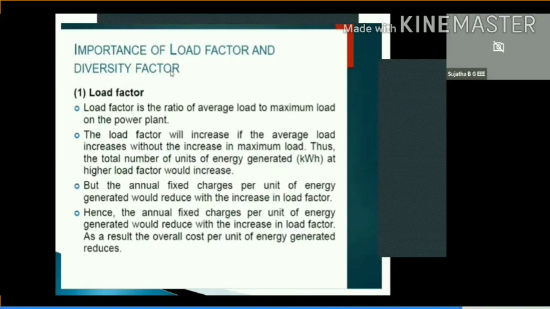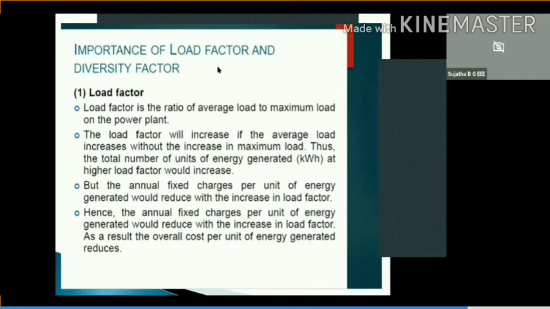So this is about the diversity factor. Now, what is the significance of load factor and diversity factor? The load factor, as you have seen, is the ratio of average load to maximum load on the power plant. The load factor will increase if the average load increases without an increase in the maximum load. Thus, the total number of units of energy generated at a higher load factor would increase. When the supply authority charges you for the electricity you have consumed, every month we get a bill, based on how many units we have consumed. Accordingly, you have to pay the bill.